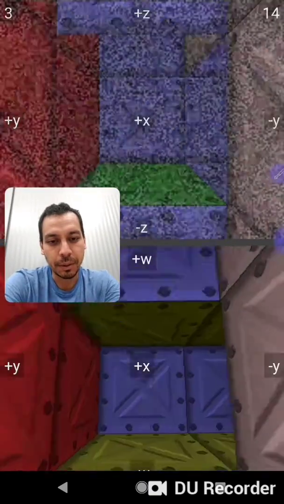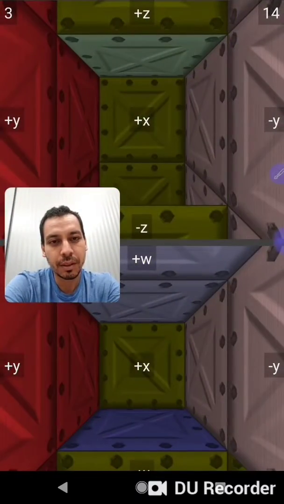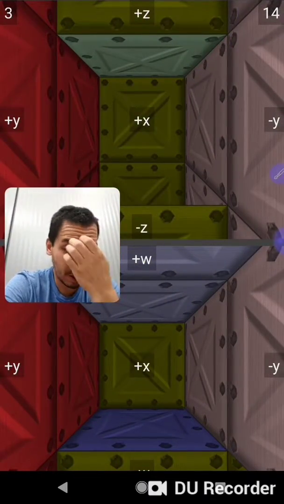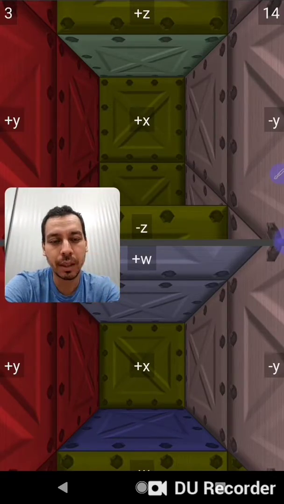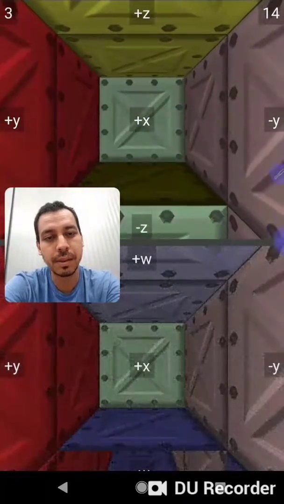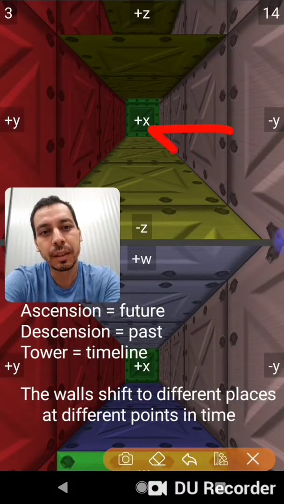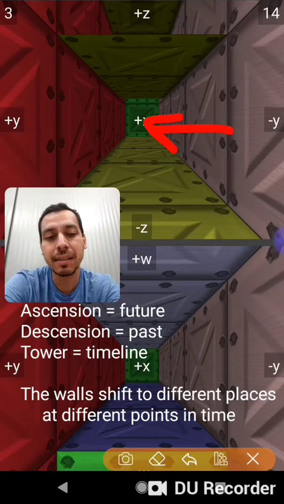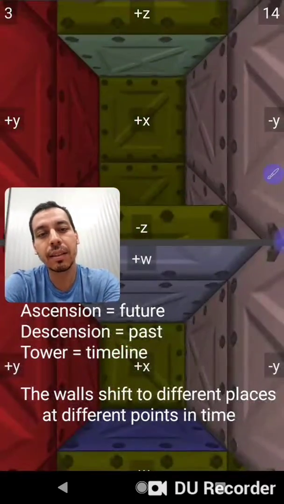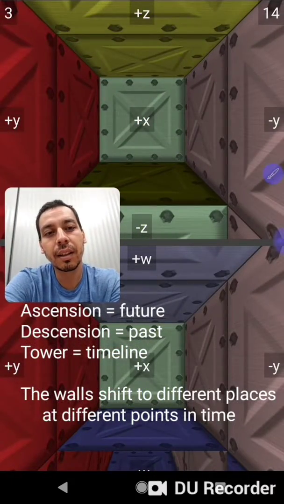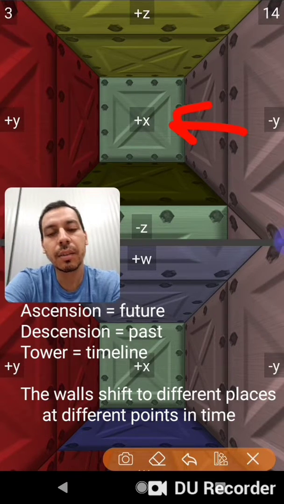All right, so we are in this cube. And if you want to think about it this way, another way that you could think about this maze is that downward, descension, could be the past, and ascension could be the future.